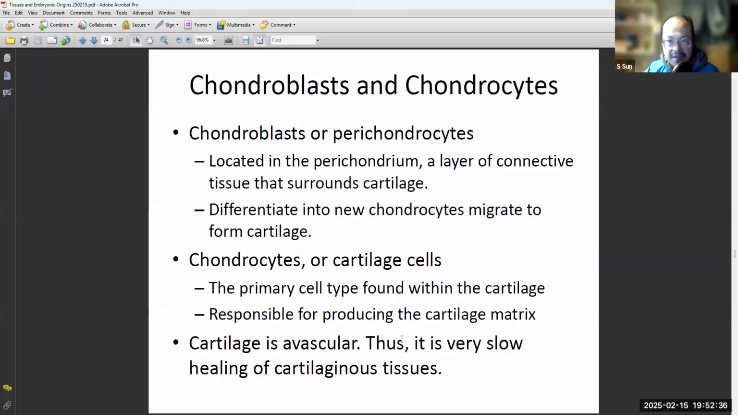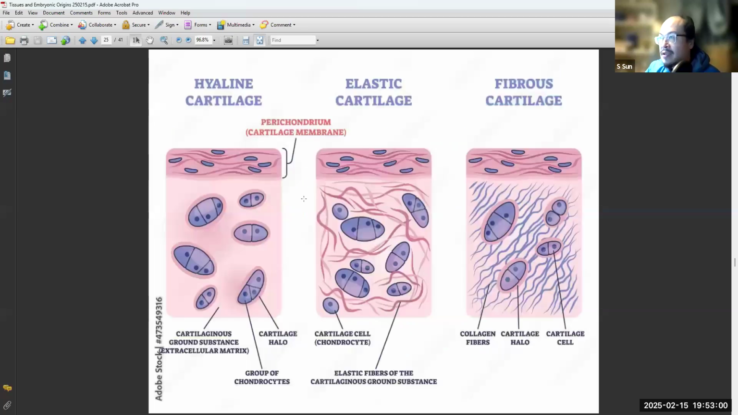The cells, that's the key here. What are the cells of the cartilage? The cells of cartilage are called chondrocytes. Chondrocytes are the ones that form the cartilage. They are in the cartilage, and here it shows you cartilage. So here are three types of cartilage. In each cartilage, you have the perichondrium.